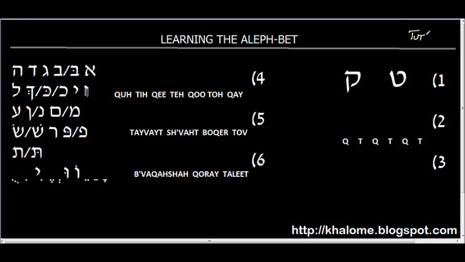In this tutorial we're going to learn two new characters, the Tet and the Kuf. The first one we're looking at here is what is called the Tet, and it also gets the T pronunciation.